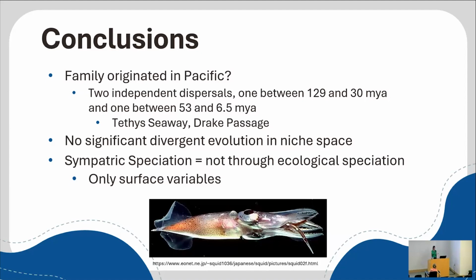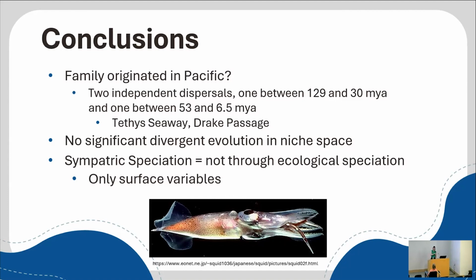And then, so overall, it seems like this family originated in the Pacific Ocean. There were 2 independent dispersals, one between 129 and 30 million years ago, and then one between 53 and 65 million years ago. Could be the Tethys Seaway, the Drake Passage, the Proto-Caribbean Sea. There are a lot of entrances into the Atlantic out of the Pacific Ocean.